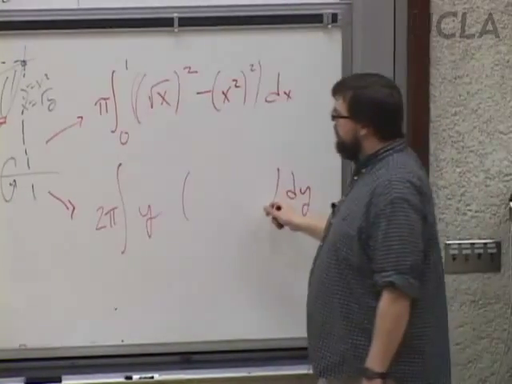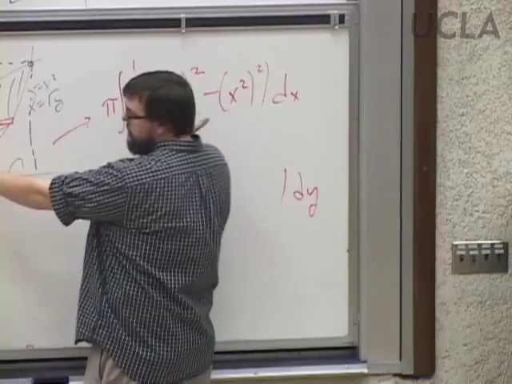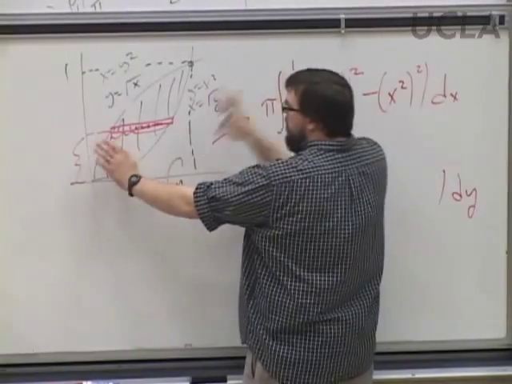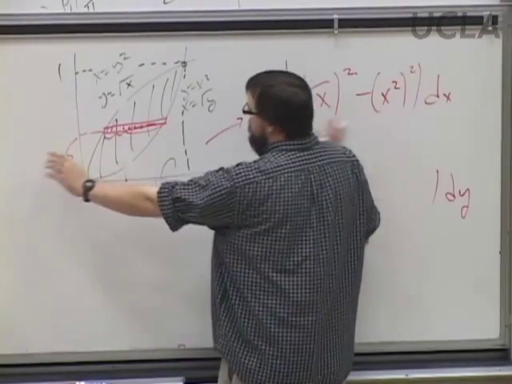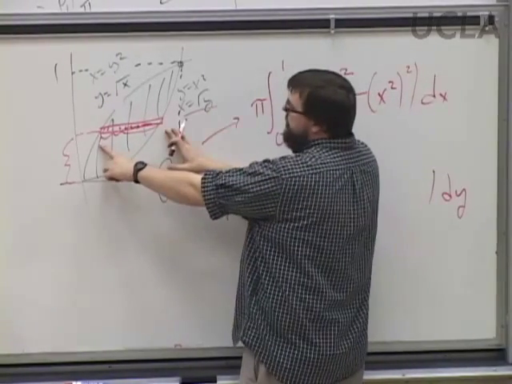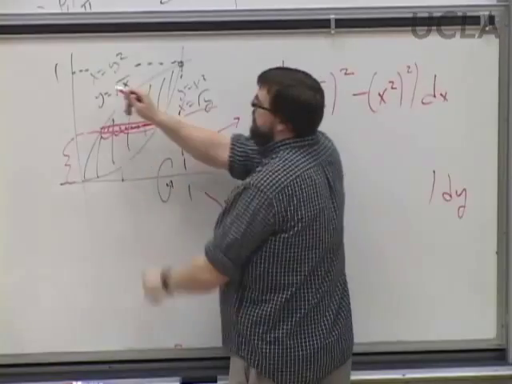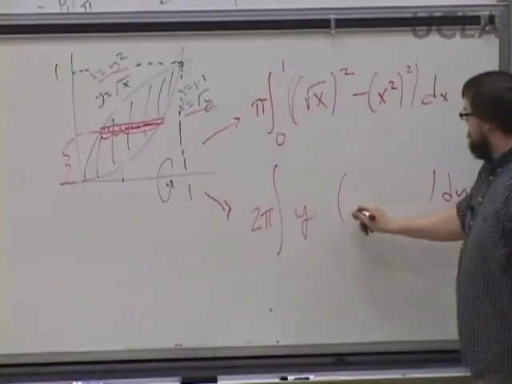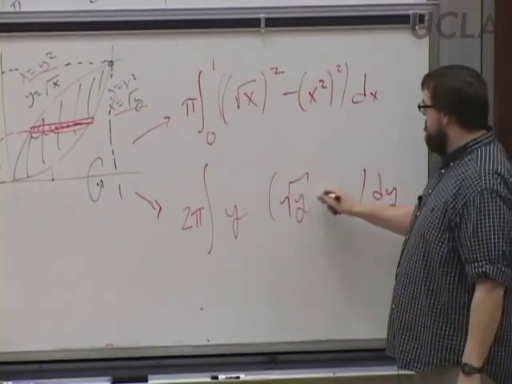So what is that length? Well, I take the right minus the left. High value minus low value. So what is the high value? Square root of y. What is the low value? Y squared. So you would take the square root of y minus y squared.